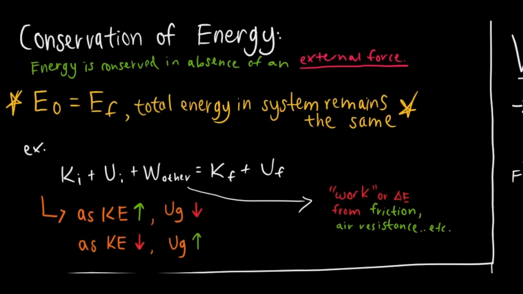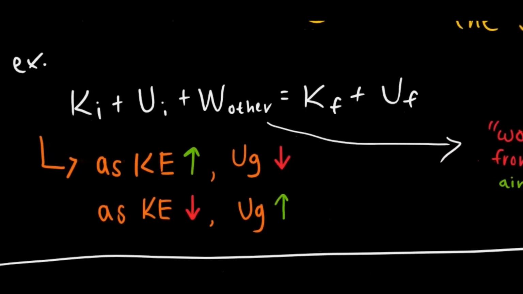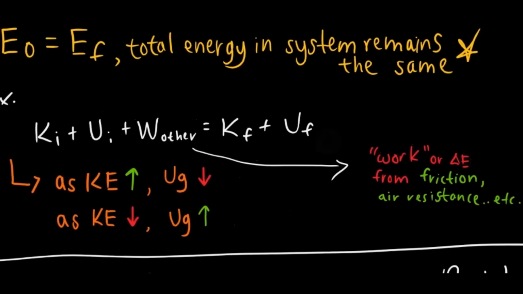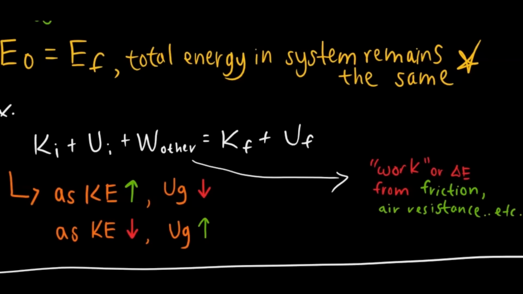All right, so now let's talk about conservation of energy. When there's no external forces acting upon objects in a system, that is where energy is conserved. So energy initial equals energy final. All right, so here's an equation that represents that. And this is where there are non-conservative forces acting upon it, right? So we're going to have something like air resistance or friction, which is going to be represented as work other. So kinetic initial plus U, which is potential energy initial, plus work equals kinetic final plus potential energy final.